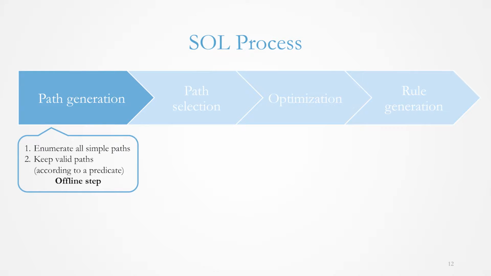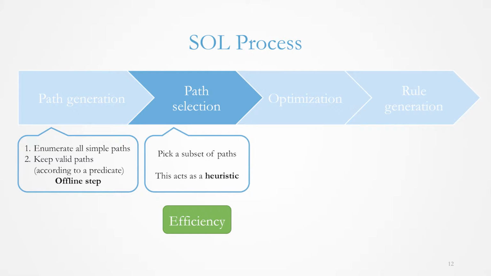We have to get back that efficiency once we've got this much generality. How do we do it? Solve process, right? We generate all the paths in the network first. So yes, there are a lot of them. We enumerate them, all simple paths, and we keep the ones that match the predicate. There's still a large set of them, so that's why this is an offline step. It's the first thing we need to do before we even get to the actual optimization part.